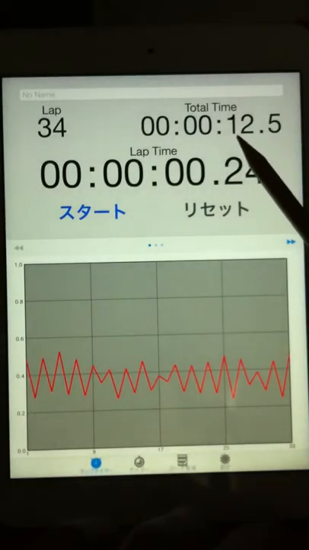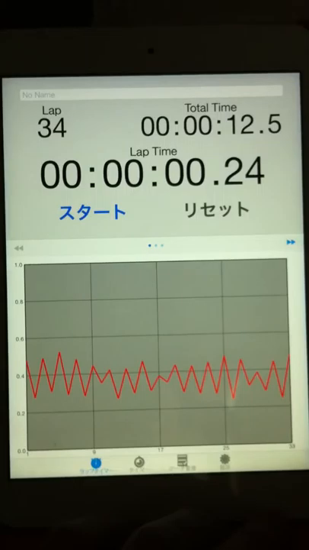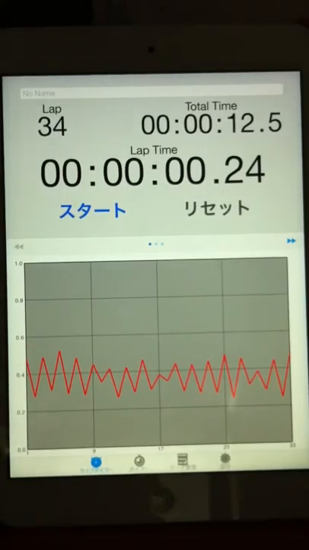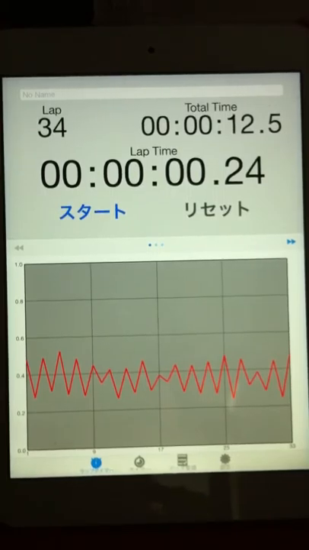Today's tempo is 125 divided by 34, multiplied by 2, equals 74. So 0.74 second for 1 beat.